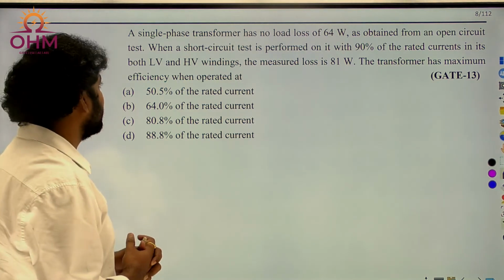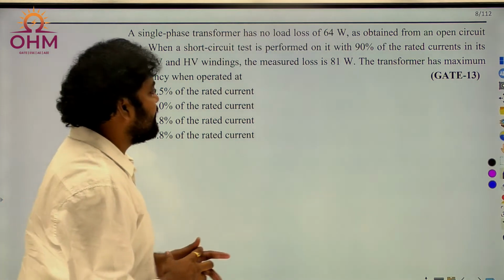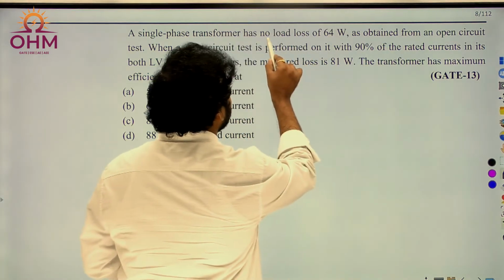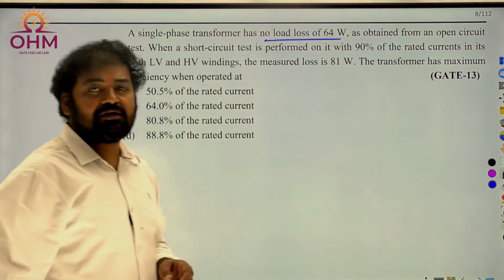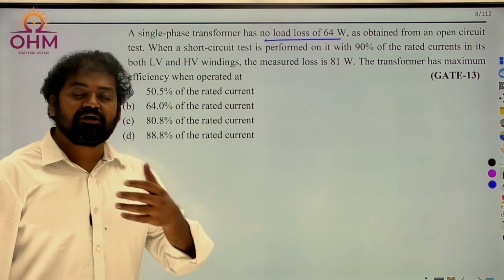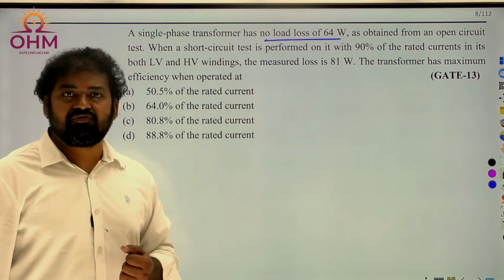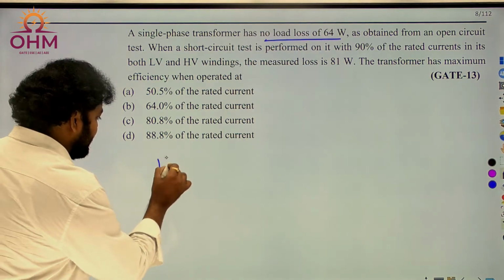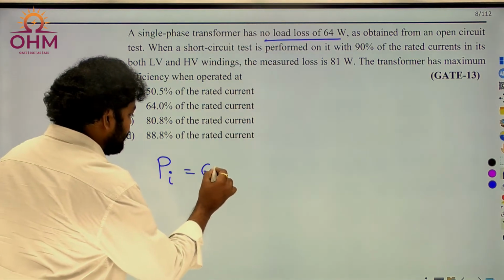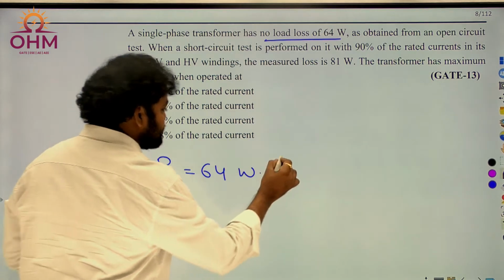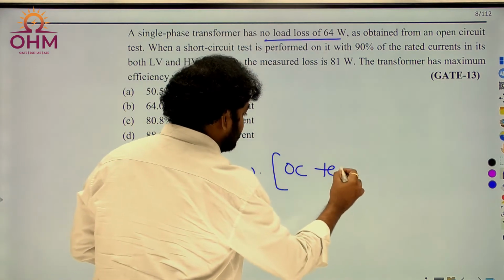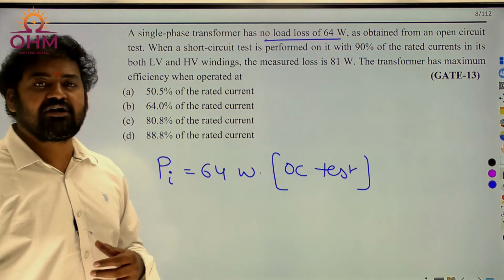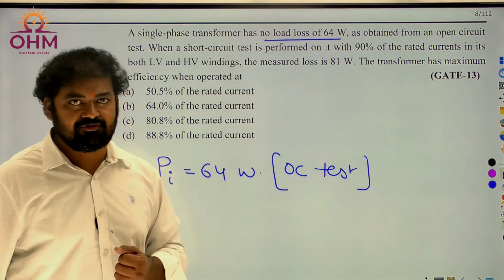That is the question. If we understand the problem carefully, it was very clearly mentioned a no load loss of 64 watt. We all know that during no load condition, whatever active power is drawn by the transformer is going to be iron loss. Therefore, the iron loss of the transformer is equal to 64 watt. This is what is obtained from the OC test. Yes, the OC test is used to determine the constant losses of a transformer, also known as iron loss.